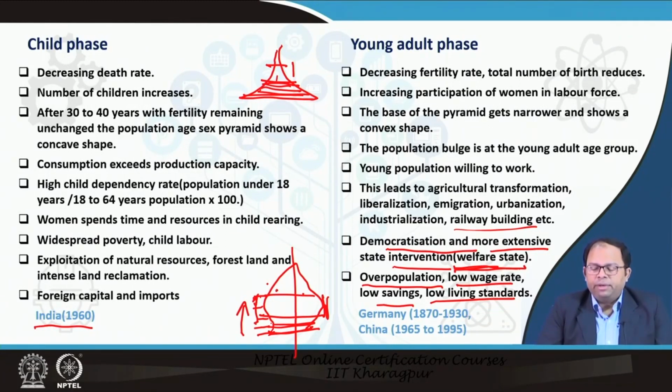So, this was Germany during 1870s to 1930s. You can see that this is a pretty long phase of 60 years, and China during 1965 to 1995, this is around 30 years. So, this is a much shorter phase.